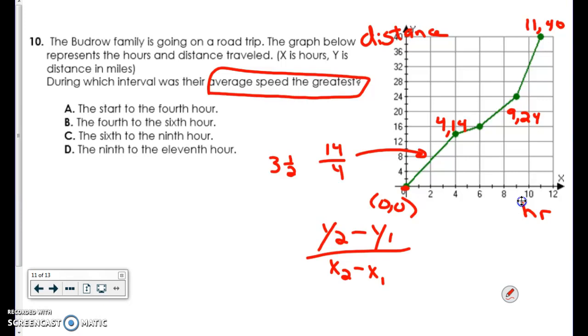And then this one, we can go up and over as well. So we're starting at 24, and I'm going all the way up to 40, so that looks to be 16. And then I go over from 9 to 11, which is 2. So change in y over change in x there is 16 over 2, which would be 8. And 8 is bigger than 3 1/2. So I'm going to say from the 9th hour to the 11th hour, or letter D.